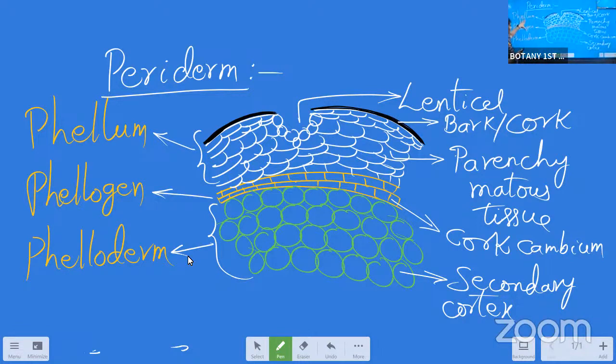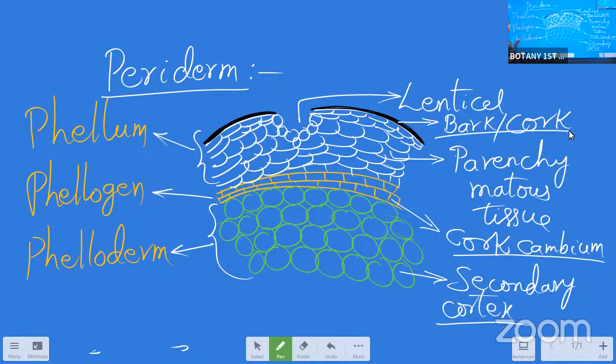So these 3 are actually the scientific names, and in general, we call them the cork or bark, the cork cambium and the secondary cortex. Okay, so here the periderm means during the secondary growth outside the stellar region, the bark, that is the layers that are formed, are called the periderm. And this periderm is made up of 3 layers: phellum, phellogen, phelloderm.